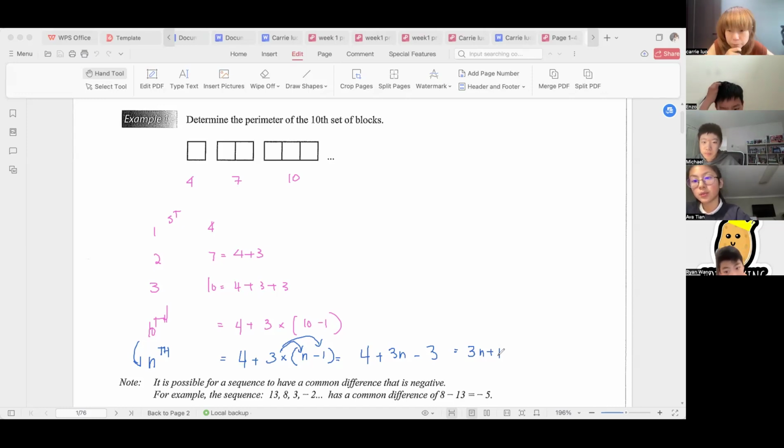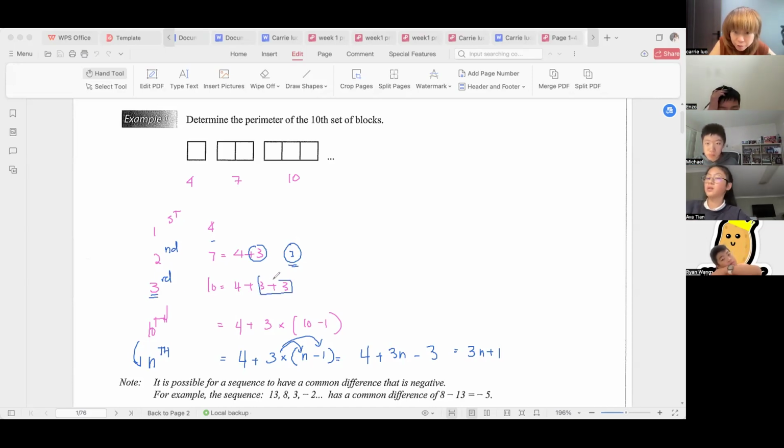Carrie, why does 3 become n minus 1? Because it is always like that. Remember, the first one is 4, right? The second one is 7. It's 4 plus 3. So how many 3's are there? 1, right? So it's the second term. The third term, how many 3s are there? 2. So the 10th term is always what? 10 minus 1. It's always minus 1, right?